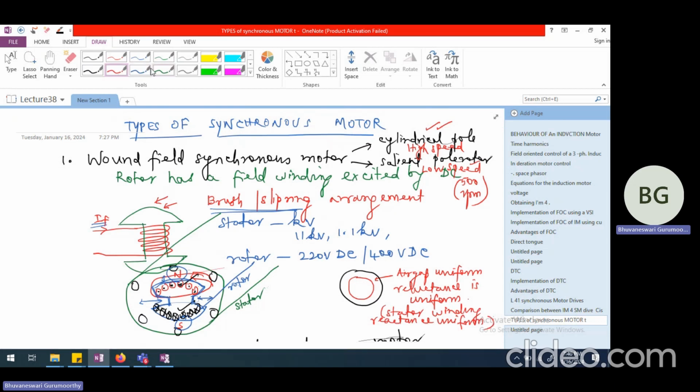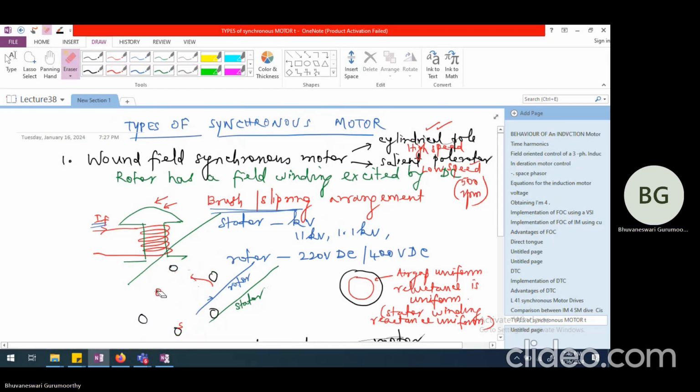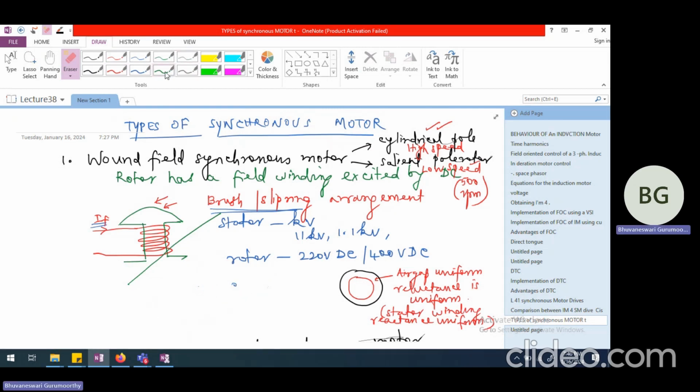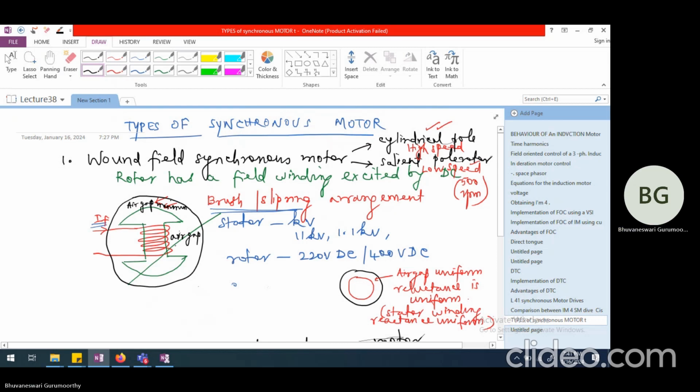Whereas if I am looking at something like this, where I have the magnet somewhat like this, and around this I have, let us say, the stator. Let me erase this. Let's say I show this as the rotor, and the stator is around this. Clearly, the air gap is going to be minimum here, and the air gap is maximum here. So along the magnetic poles, the air gap is minimum, and perpendicular to the magnetic pole, the air gap is maximum.